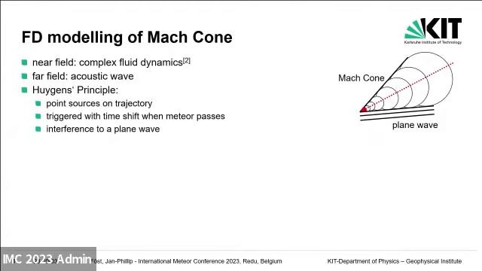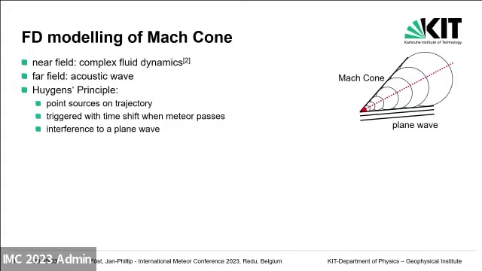So for the Mach Cone itself, we need a source to describe the Mach Cone in the near field. Complex fluid dynamics are necessary, and that is CPU costly and not actually needed for our purpose. So instead, we assume that our distances are large enough, so we are in the far field, and then we just model the acoustic wave produced by the Mach Cone.